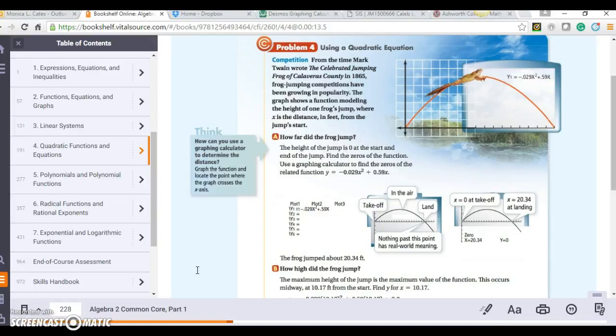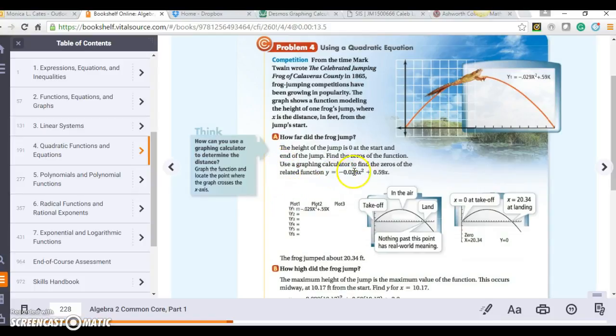How far did the frog jump? The height of the frog is 0 at the start and end of the jump. So here we have, this is where he starts and this is where he ends. It's parabola in shape, so it's a quadratic function. It's the place where the quadratic crosses the x-axis. So these are the zeros or the solutions of my function. So we need to find the zeros.